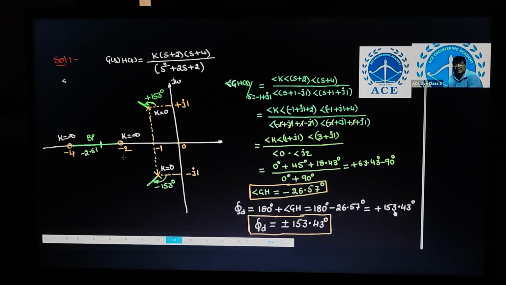Number of asymptotes 0. Angle of asymptotes not required. Nothing is required because 2 poles to 0. Whenever number of poles equal to number of zeros, centroid, angle of asymptotes, all these are not required. Simply draw a path. You identify a path from pole to zero such that the root locus diagram should be what?